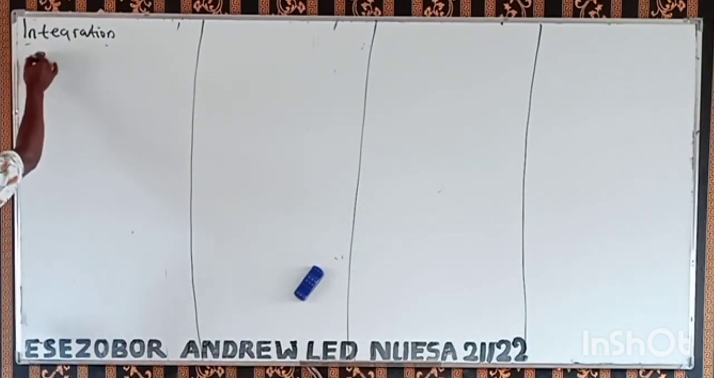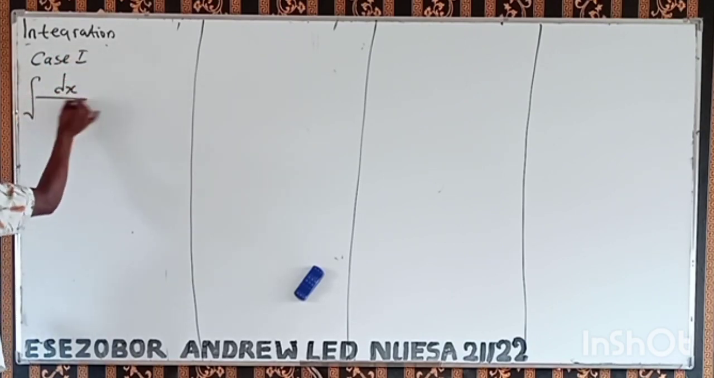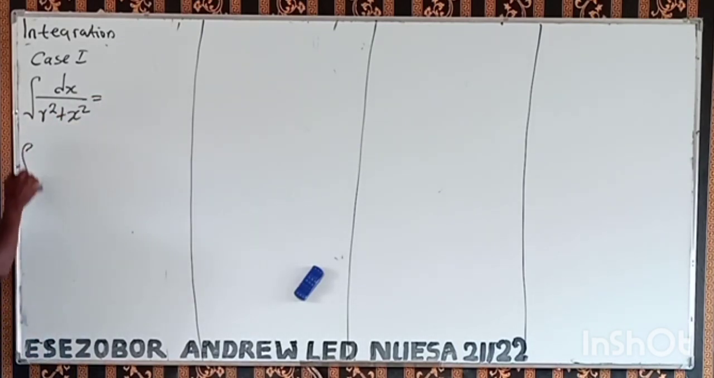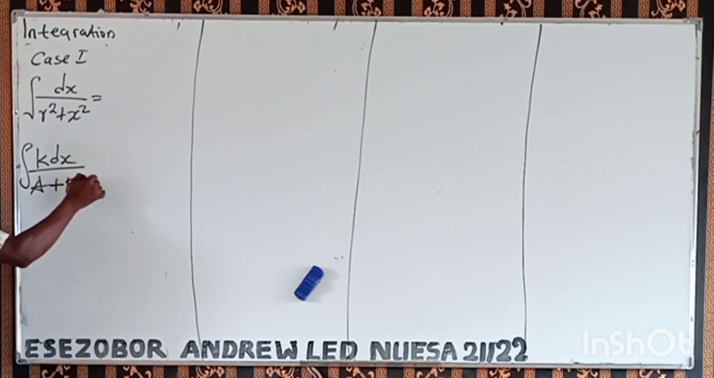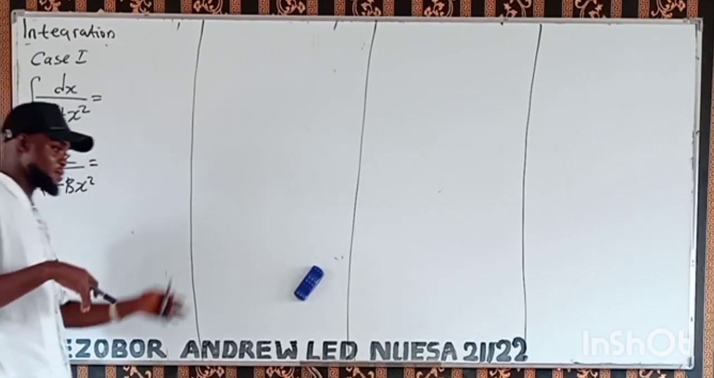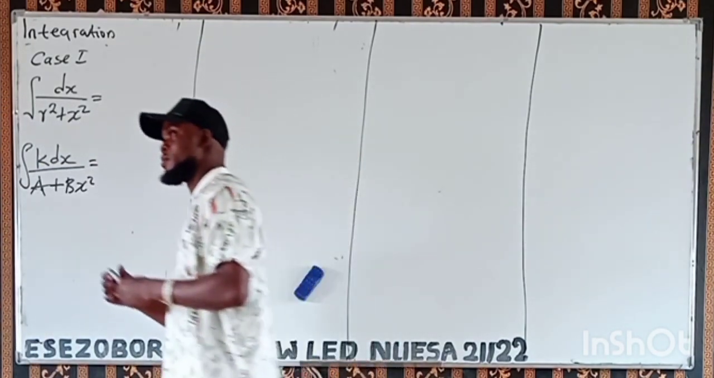Case 1. Case number 1 is we have the integral of dx over r squared plus x squared. What will become the answer to this? And the integral of k dx over a plus b x squared. These two things we are going to look at now to check for the answer. So please follow us with this, because we are going to be using this for these cases. We have case 1, case 2, case 3, case 4, case 5, and so on. So please follow us as we follow the mathematics.